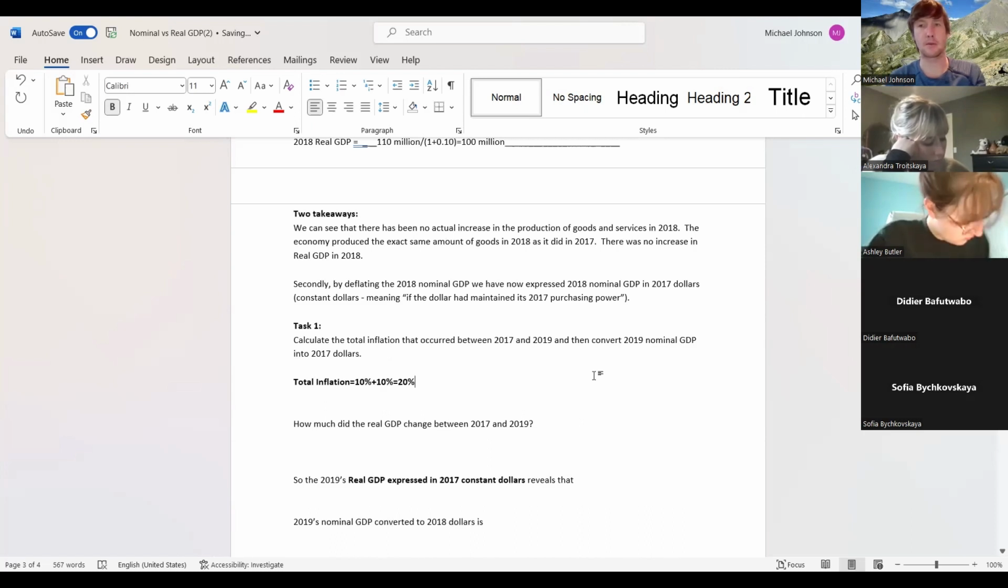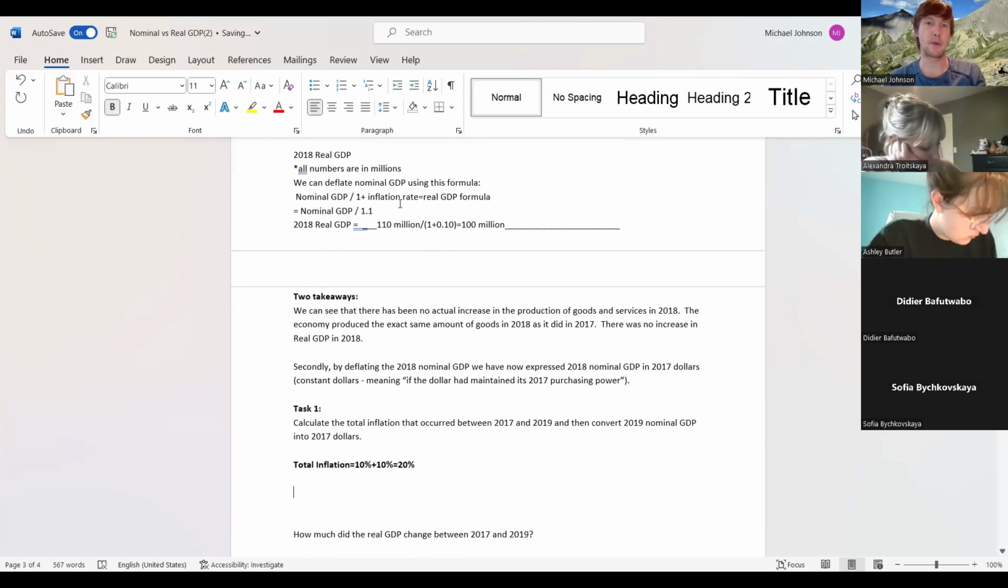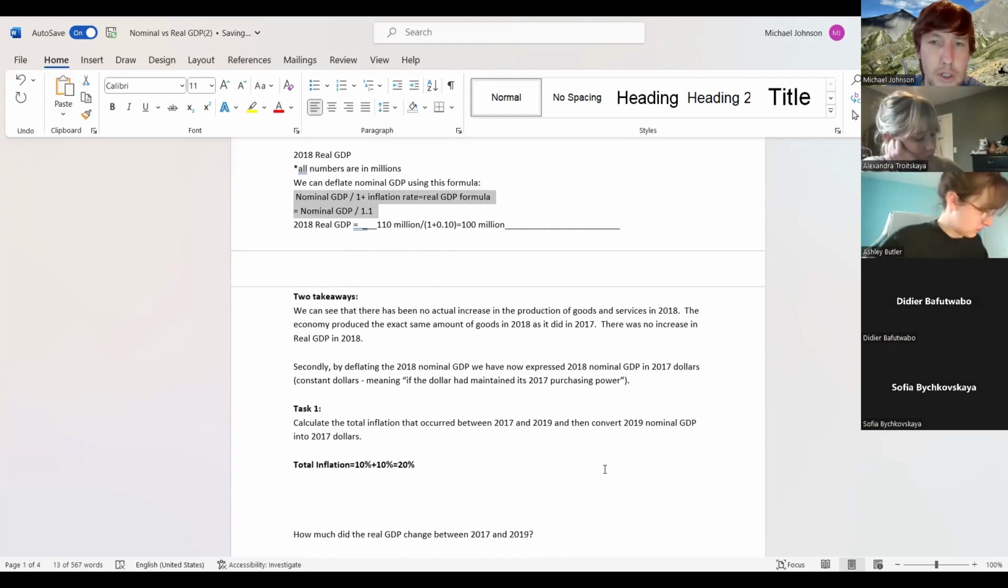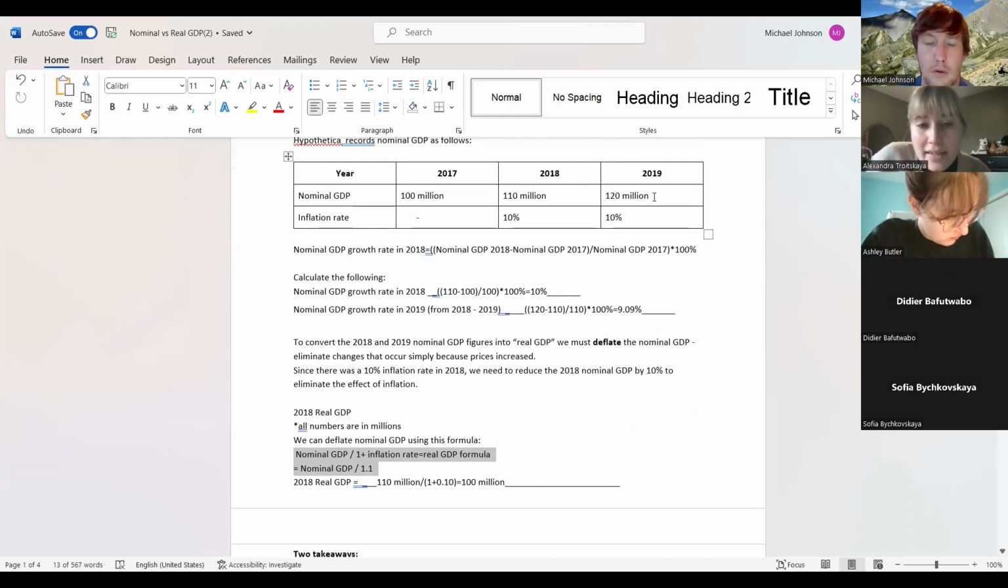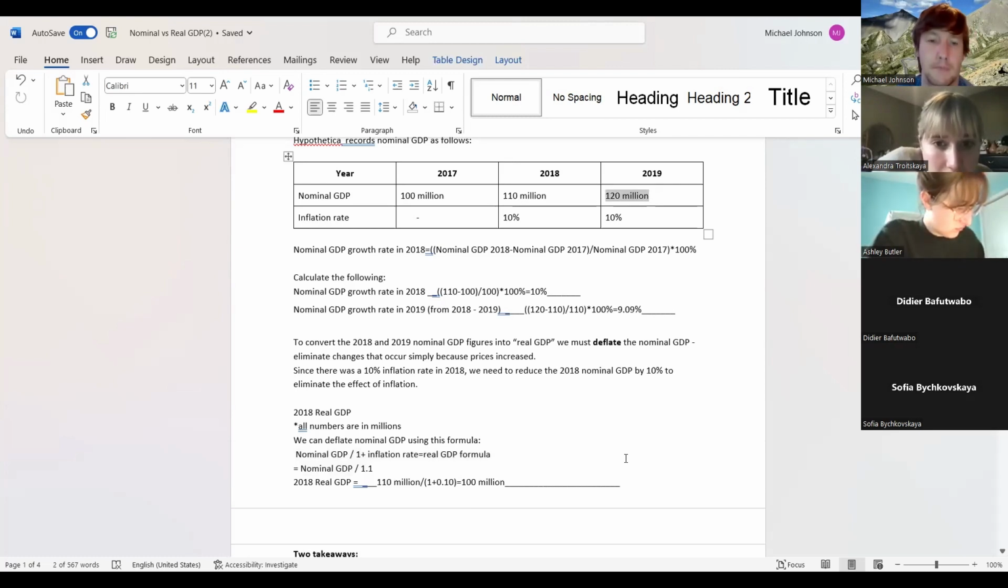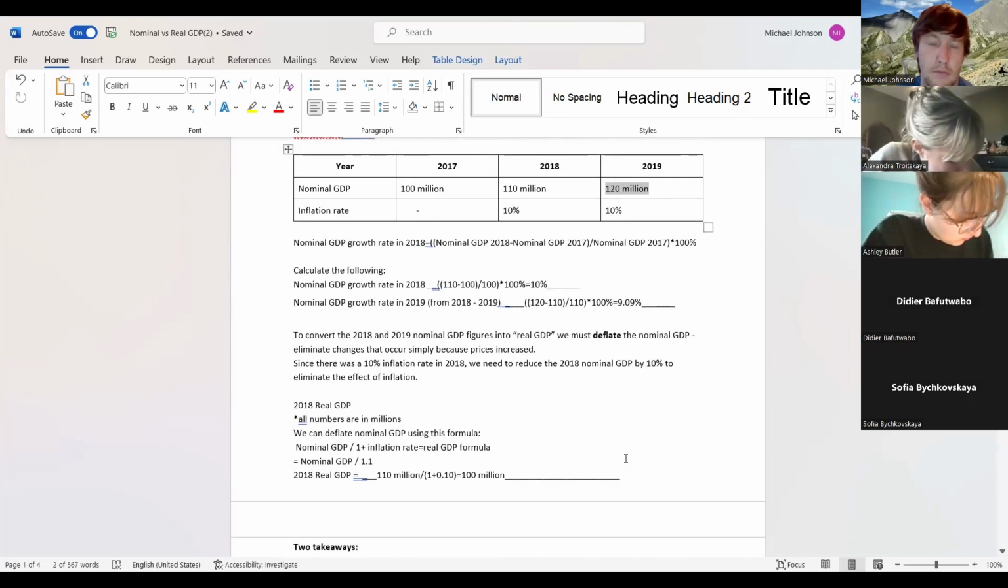And then we can convert 2019 nominal GDP into 2017 dollars. So does somebody want to calculate that with the real GDP formula here? I can try. Sure. So we will need to calculate 2019 as the nominal GDP and then convert it to 2017? Yes. Okay. So we will take 120 divided by 1.1. I will need to open my calculator because my brain doesn't work. Sure, no problem.